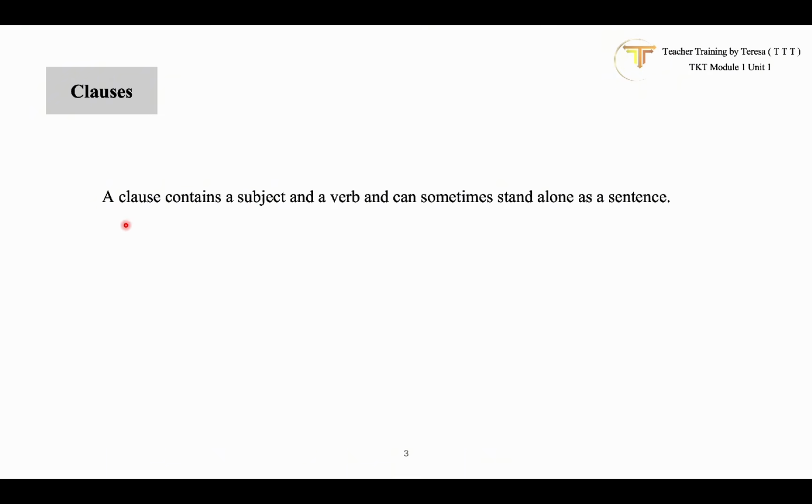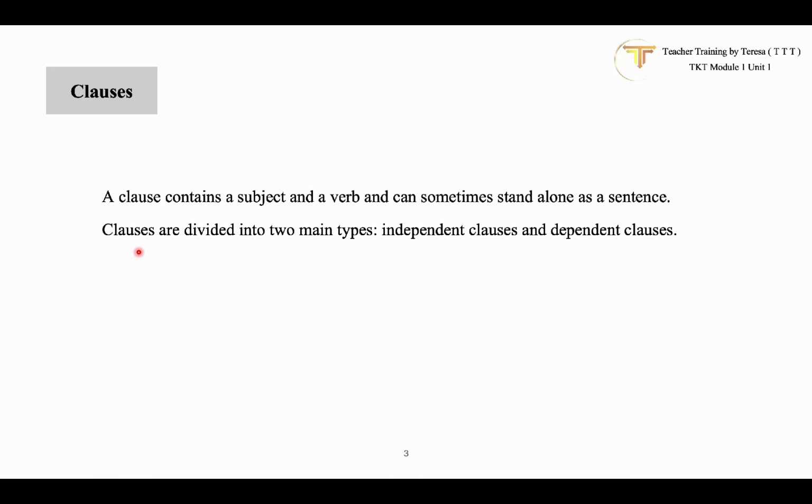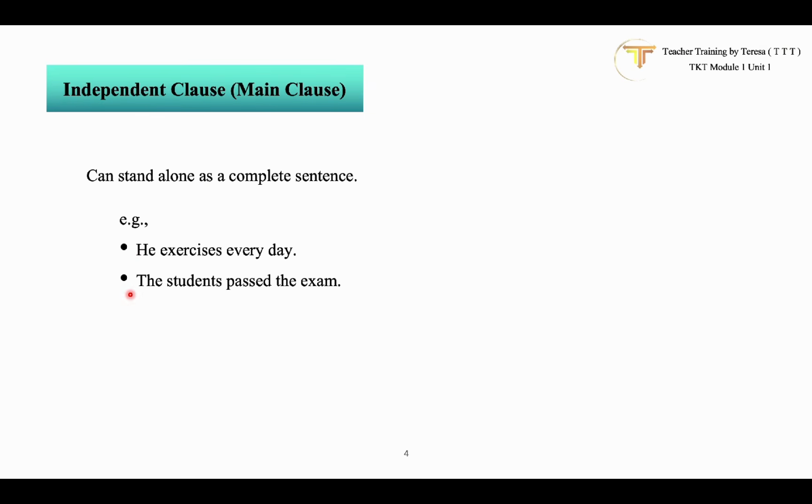Clauses. A clause contains a subject and a verb and can sometimes stand alone as a sentence. Clauses are divided into two main types: independent clauses and dependent clauses. Independent clause, or main clause, can stand alone as a complete sentence. Examples: He exercises every day. The students passed the exam.